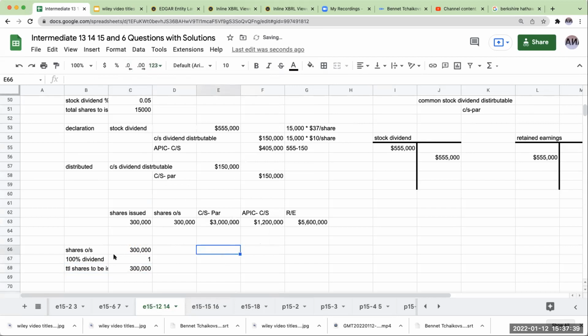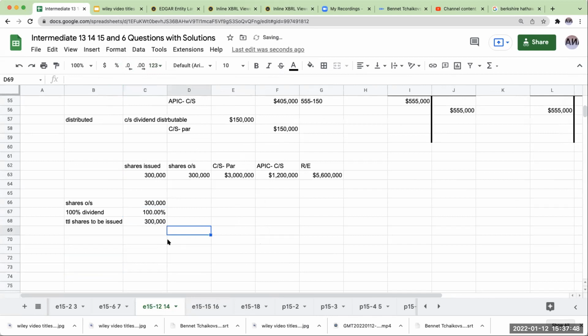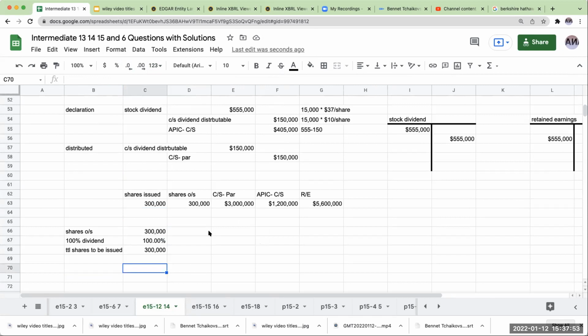When I have a large stock dividend, what's going to happen is I'm going to basically record it at par. So the way this is going to work is I'm going to have common stock dividend distributable. But in this case here, I'm only going to report it at par. So this is going to be 300,000 times the $10 par value.